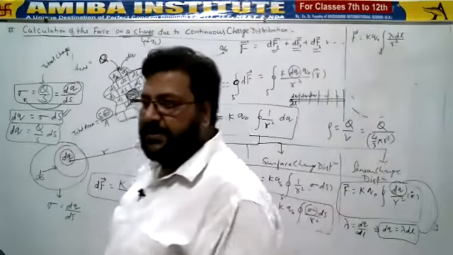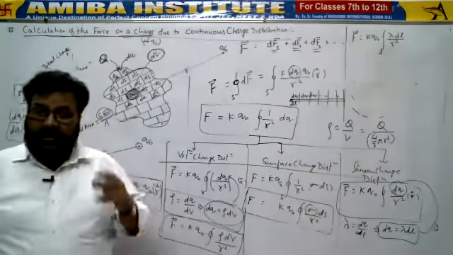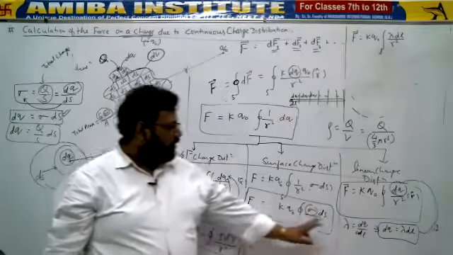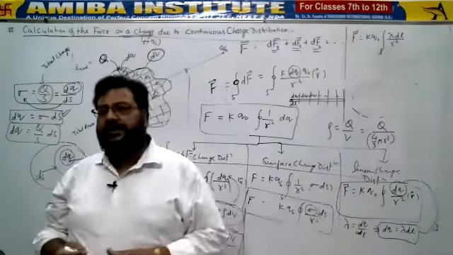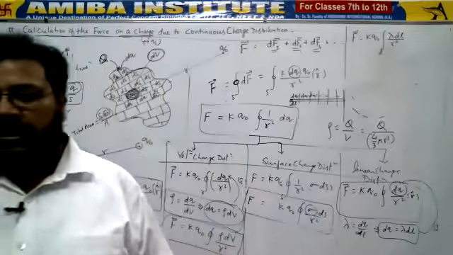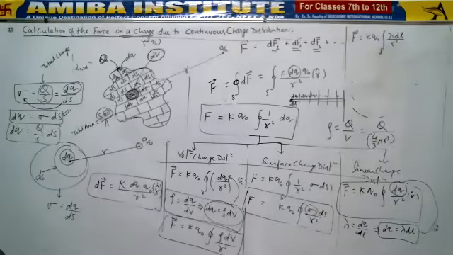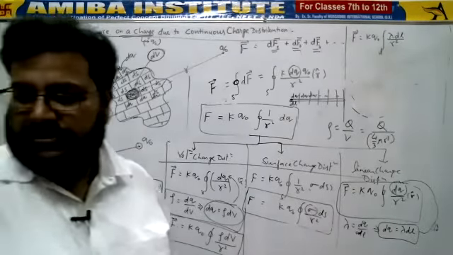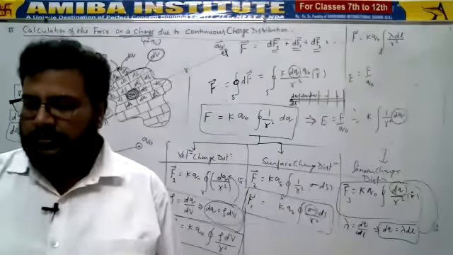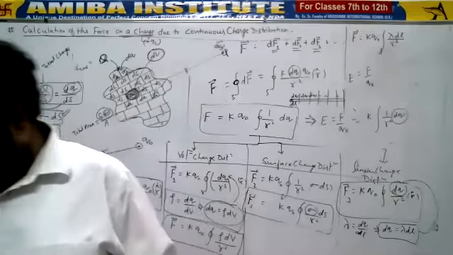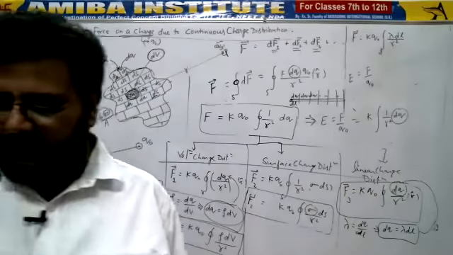By substituting the values of sigma, rho, or lambda, you will get the total force on Q naught. So this is the concept of how to calculate the force on a charge distribution, a continuous charge distribution. How many of you understood this concept? The remaining next topic will start later on, right?